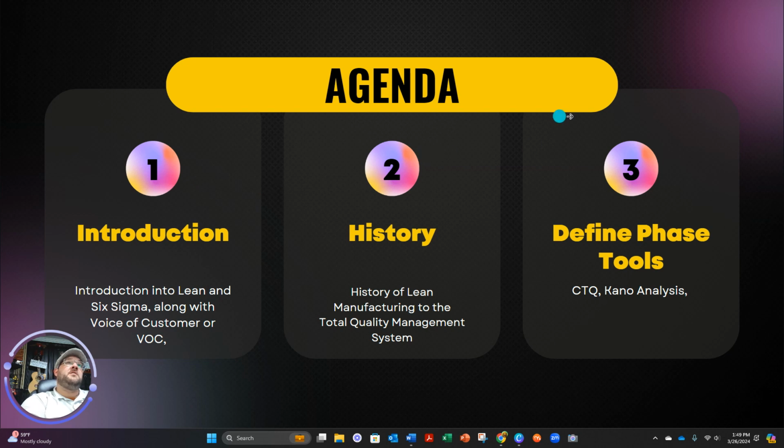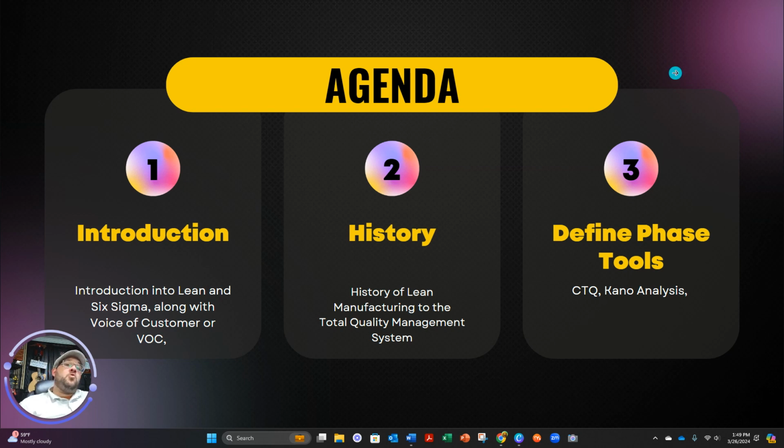So, a few things that we're going to go into. We're going to go into the introduction into Lean Six Sigma, along with understanding the voice of the customer. And when we talk about the voice of the customer, looking at it from a business perspective and trying to help you understand the direction of where Lean Six Sigma can take us as professionals around the world.